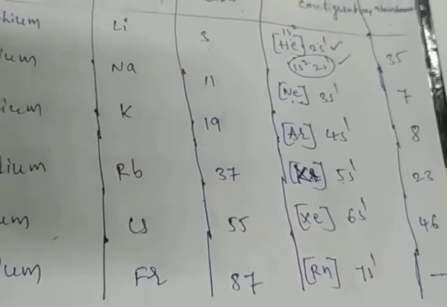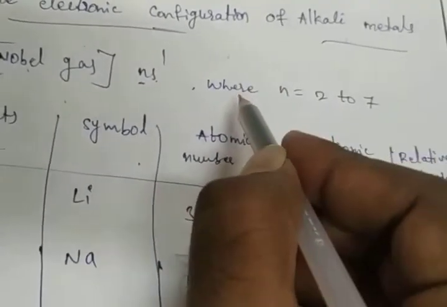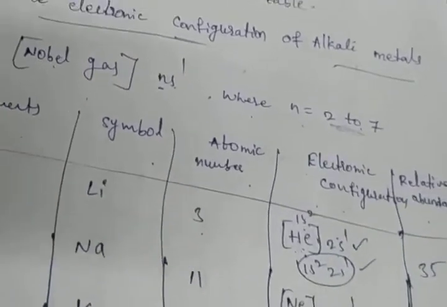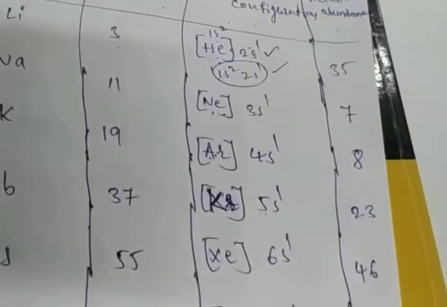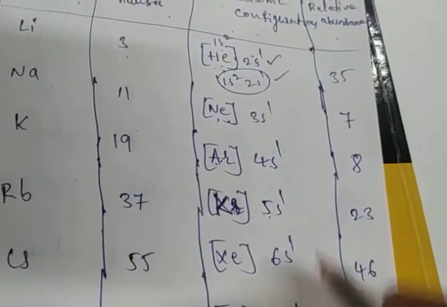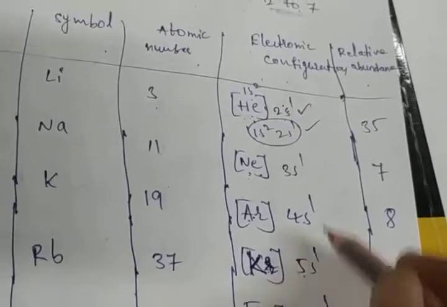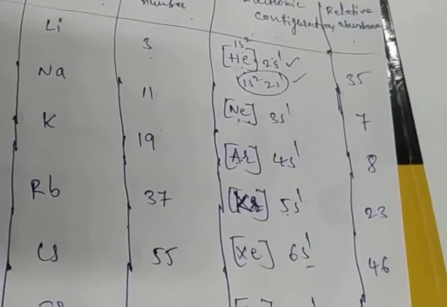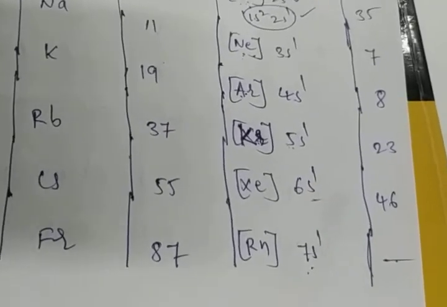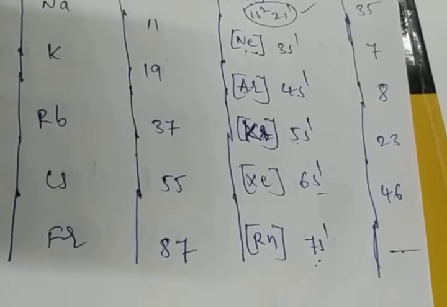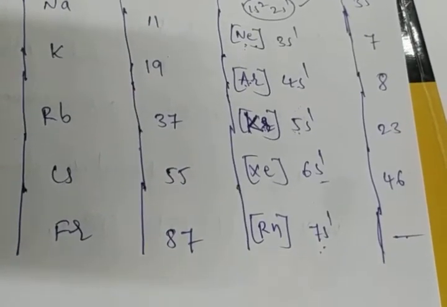You have to observe, as I told at the starting, n is equal to 2 to 7. 2 to 7 means the last electron enters from the second shell to the 7th shell. So which is the last orbital in this first group of elements? The s orbital is the last orbital. That's why it is the s block in the periodic table. These indicate these elements belong to the s block of the periodic table.